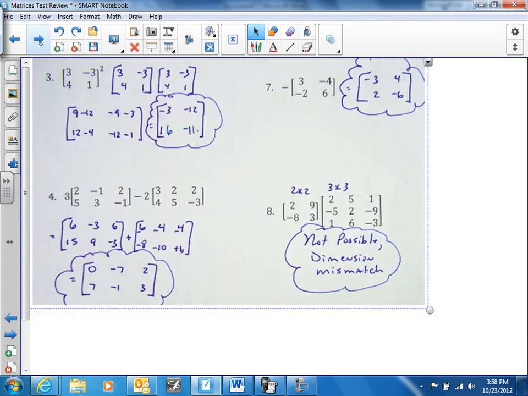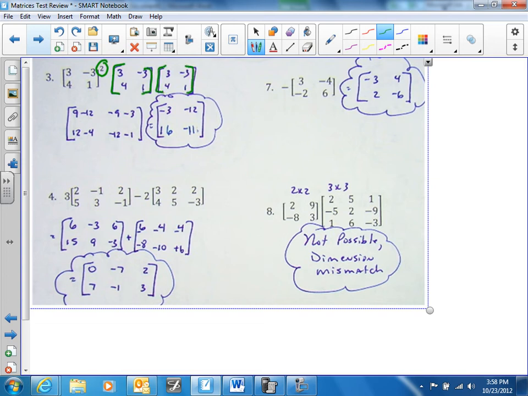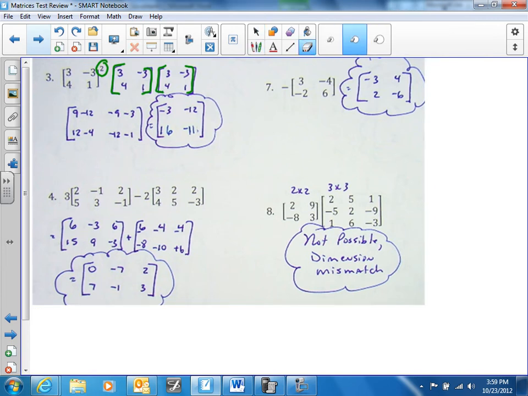Okay? Number 3. Notice on number 3, folks, we talked about this. This is squared. That means this matrix multiplied by itself. Okay? Do not square these numbers. I don't want to see this become a 9, a 16, and a 1. That is not correct. So please do not do that.